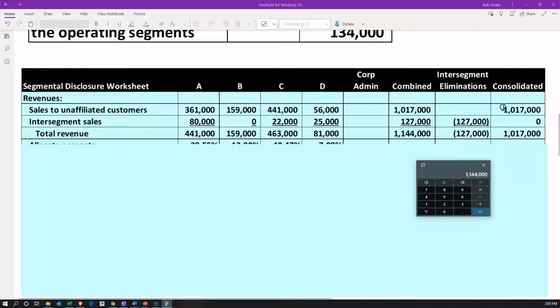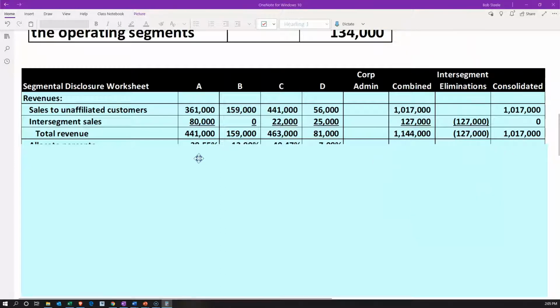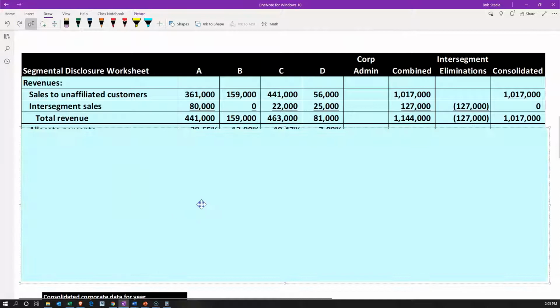Once again, you can add them up this way, or you can add them up this way, just these two columns now. So this is going to be the combined column and the elimination of the 1,144,000 minus the 127,000, and that's going to give us the 1,017,000. Okay, so there's our revenue side of things. Something funny happened. I moved this thing. All right, revenue side of things.